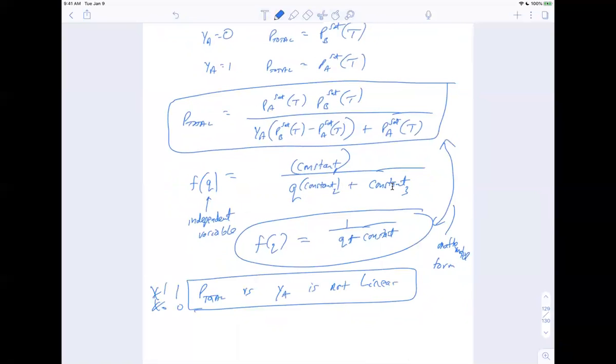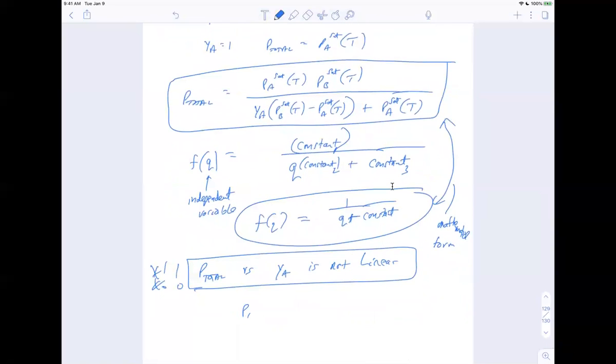Okay, and as opposed to what it was for P total as a function of X sub A. So really, P total goes as 1 over Y sub A, plus a constant. So that's what we see here in this expression. P total goes over some constant, so we're not really worried about that. We're worried about the mathematical form of this function, which is really 1 over YA times a constant plus another constant. So it's just 1 over YA plus a constant.